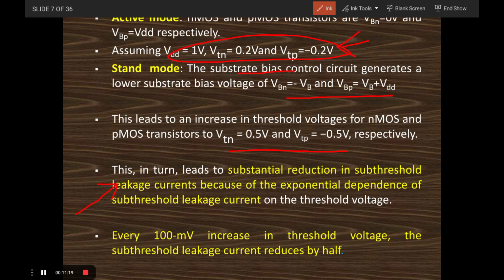Why? Because the leakage power depends exponentially on the sub-threshold voltage. So that's why the leakage current decreases. One more important point is that for every 100 millivolts rise in the threshold voltage, the sub-threshold leakage current is reduced by half. That is also a very important point, right? So these are some of the important points. Let's move on to the next one.